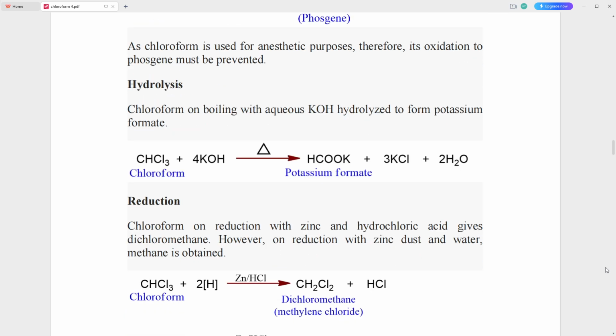Hydrolysis. Chloroform on boiling with aqueous KOH is hydrolyzed to form potassium formate. Chloroform when reacted with KOH gives potassium formate plus KCl plus H2O.